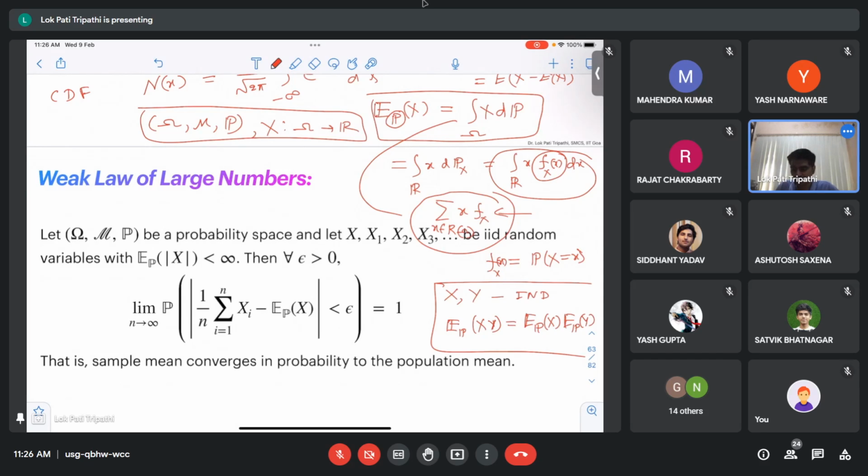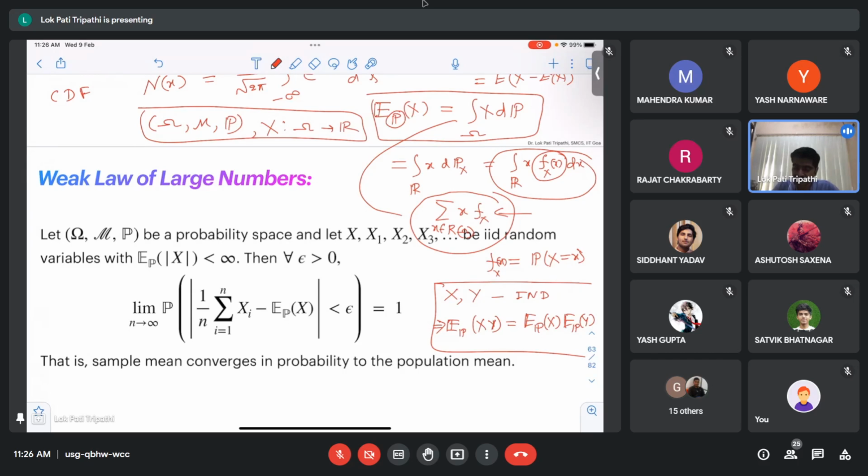like this. Have you seen this result? Converse may not hold, but this can be proved. Okay, if not, then we will prove it. We will prove it for those random variables that are either discrete or continuous.